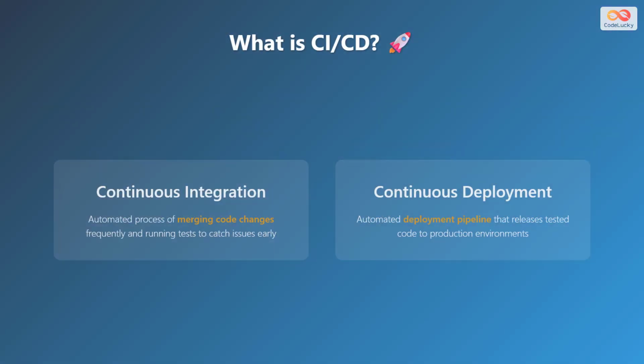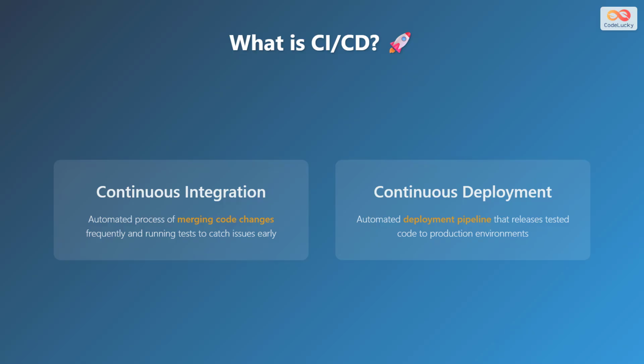So, what exactly is CI/CD? Let's break it down. Continuous integration, or CI, is the automated process of frequently merging code changes from multiple developers into a central repository. It also involves running automated tests to catch integration issues early.